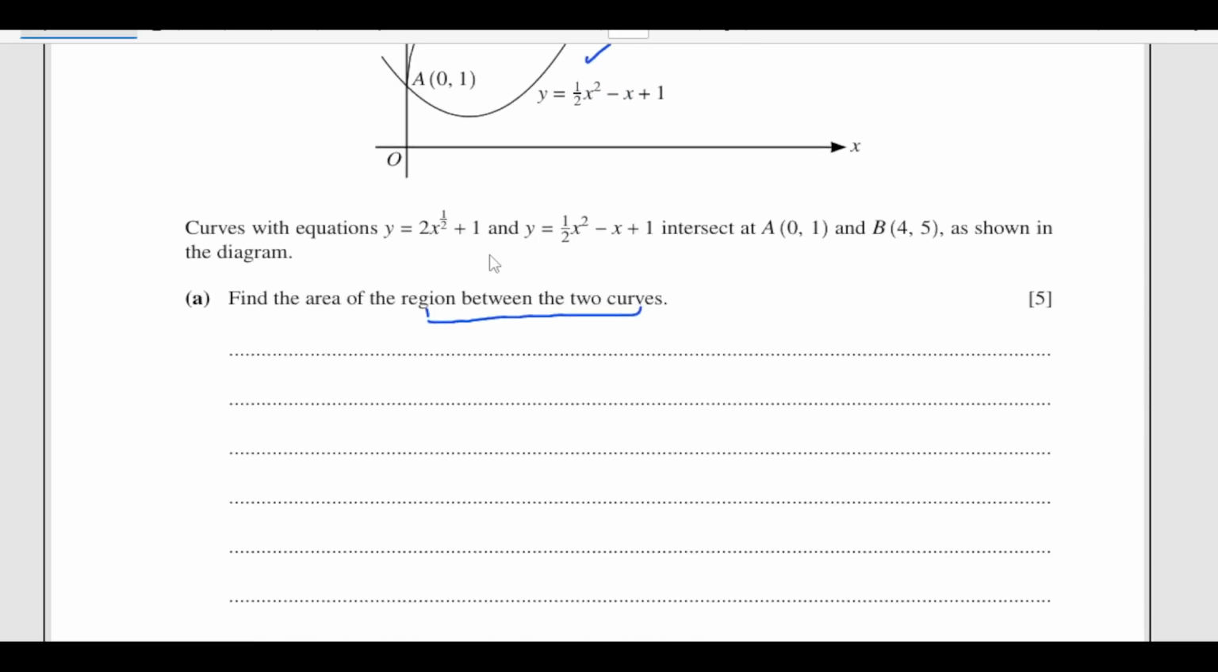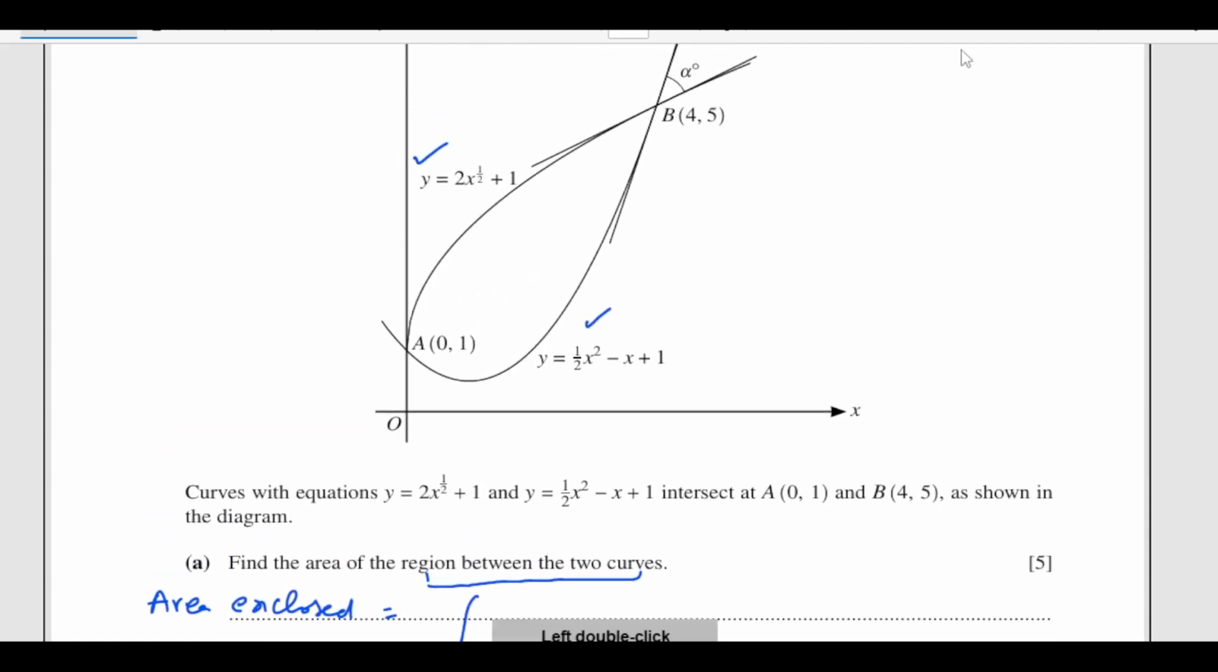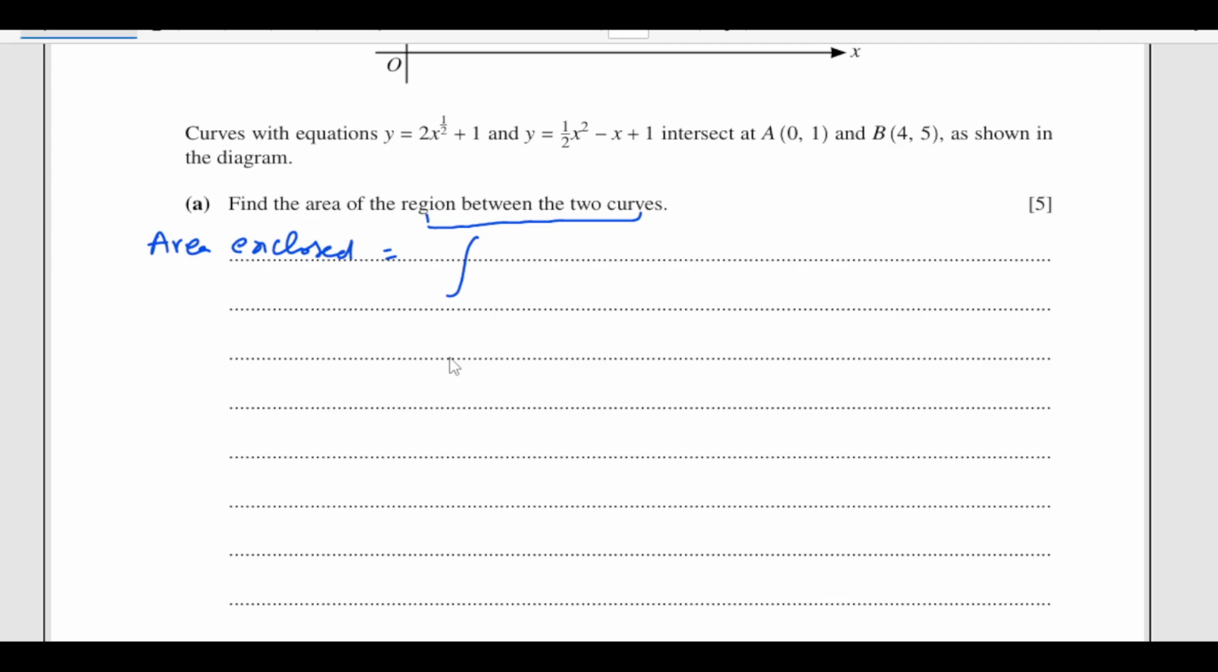That's a simple question. So I will write down here area enclosed between two curves. Area enclosed is equal to, as you know that at this point x is 4, so the limits are going to be from 0 to 4, right? From 0 to 4 of (x over 2 plus 1) minus the integral from 0 to 4 of (half x squared minus x plus 1) dx.